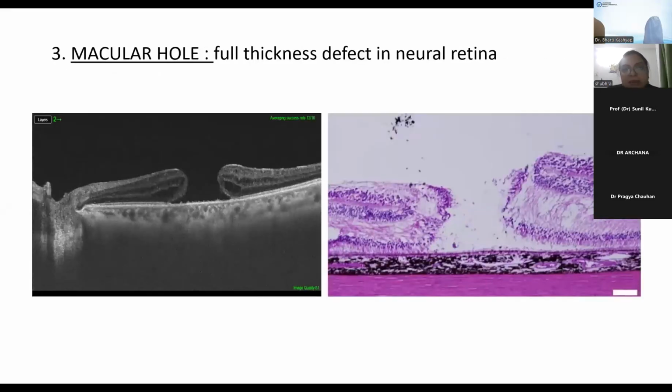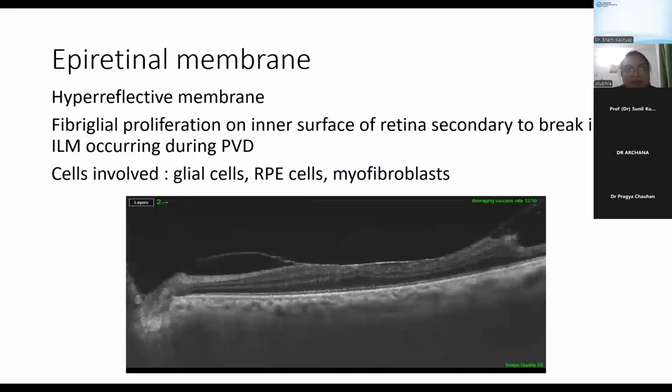Then the next thing that comes is macular hole. Now, macular hole is a full thickness defect in the neural retina. That means the RPE is intact. However, the 9 above layers have separated and created a hole. So this is how a macular hole looks on an OCT. And using the OCT, we prognosticate whether it is a large macular hole or small macular hole. We classify it and tell the patient whether it can close spontaneously, or it will close after a surgery, or it won't close after a surgery.